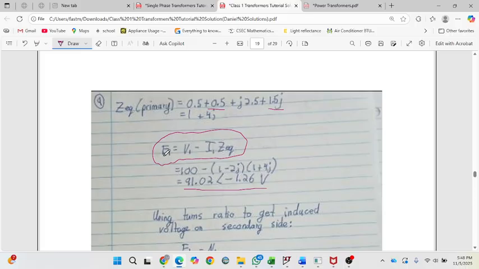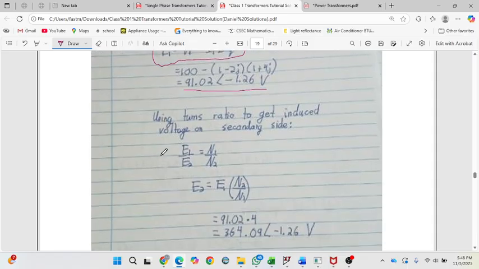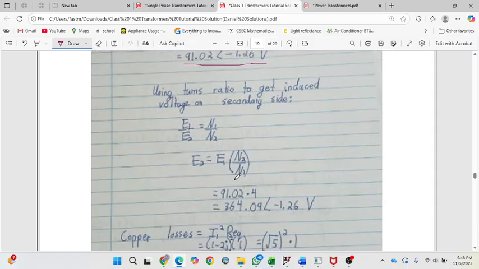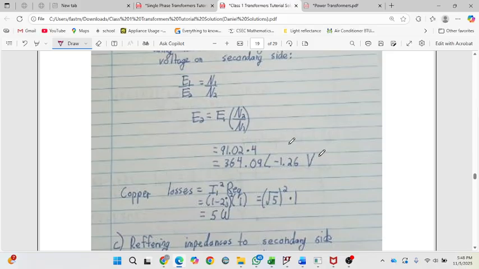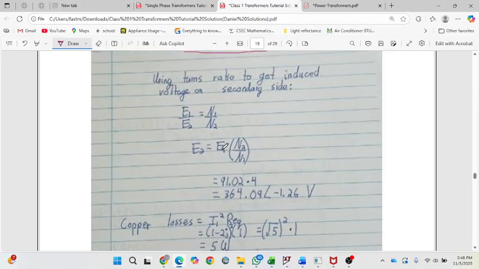Yeah. So once you get E1, going back, right? Once you get E1, just use the turn ratio and you get the E2 and you get your value. Make sure to put back your angle though. And when you're doing a turn ratio, that's using the magnitude. I mean, if you put the angle in a calculator and you multiply by the turn ratio, you get the same answer, so it doesn't matter. But when you're doing a turn ratio, just use the magnitude and put back the angle. The angle is not going to change. Okay?